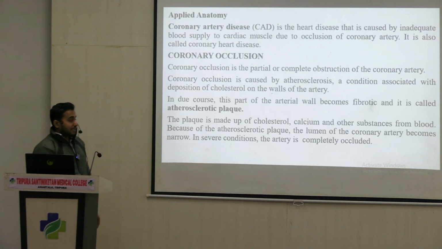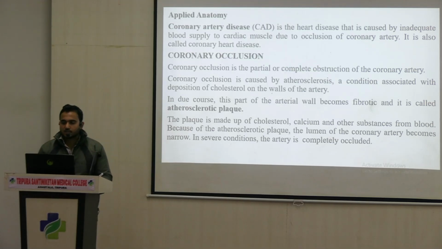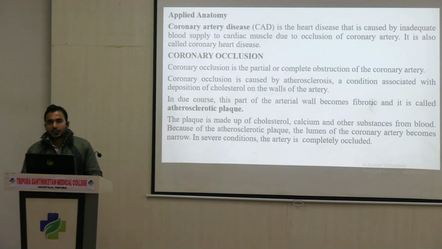Next, the applied anatomy. Now this part is also important, because various questions are asked from the applied aspects also. In the applied aspect, first is coronary artery disease. Now what is this coronary artery disease? It is the heart disease caused by inadequate blood supply to the cardiac muscle due to the occlusion of the coronary arteries. I have shown you various branches of the coronary artery. If any of the branches gets occluded, partially or completely blocked, the cardiac muscle will not get sufficient blood supply, which is called coronary artery disease.